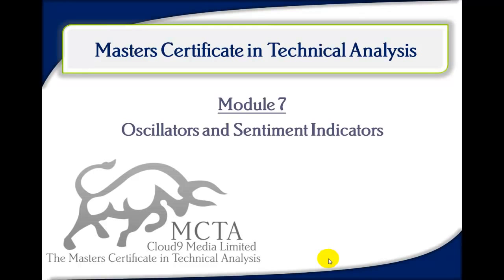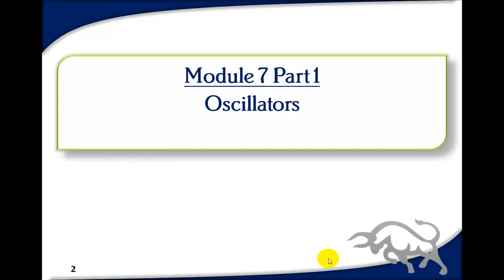I trust that you're all learning a lot from the previous modules about trends and averages. But now we're looking at something a little bit different. In Module 7 Part 1, we're going to be looking at oscillators, and also in this module, we'll look at sentiment indicators. But oscillators are a little bit different from what we've looked at before, like moving averages, which are plotted on the price charts.